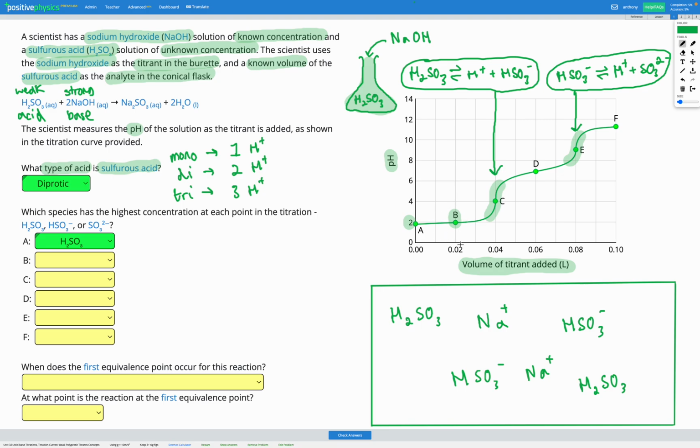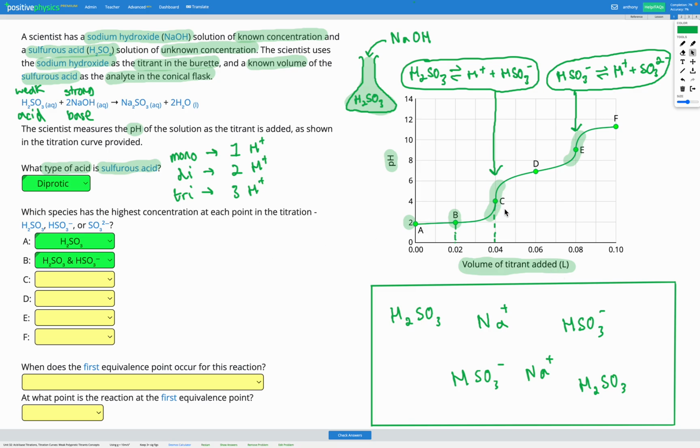We know that's a half equivalence point because at the first equivalence point, we have 0.04 litres added. So when we've added half of that, which would be 0.02 litres, that means half of our H2SO3 has converted into HSO3 minus. So we're going to have equal amounts of H2SO3 and HSO3 minus. So that's going to be here. We've got both H2SO3 and HSO3 minus.